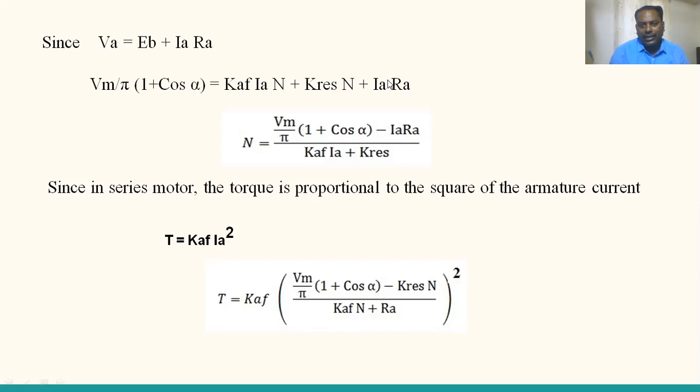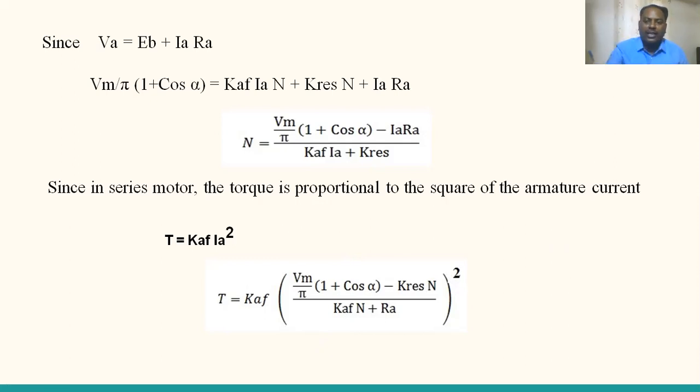Instead of IA, you should write the equation Vm by pi into 1 plus cos alpha minus KRES into N, divided by KAF N plus RA. This is the equation, whole squared. So the average torque expression is obtained in terms of the speed, so that the speed torque characteristics can be achieved very easily. Torque is the square of the armature current.